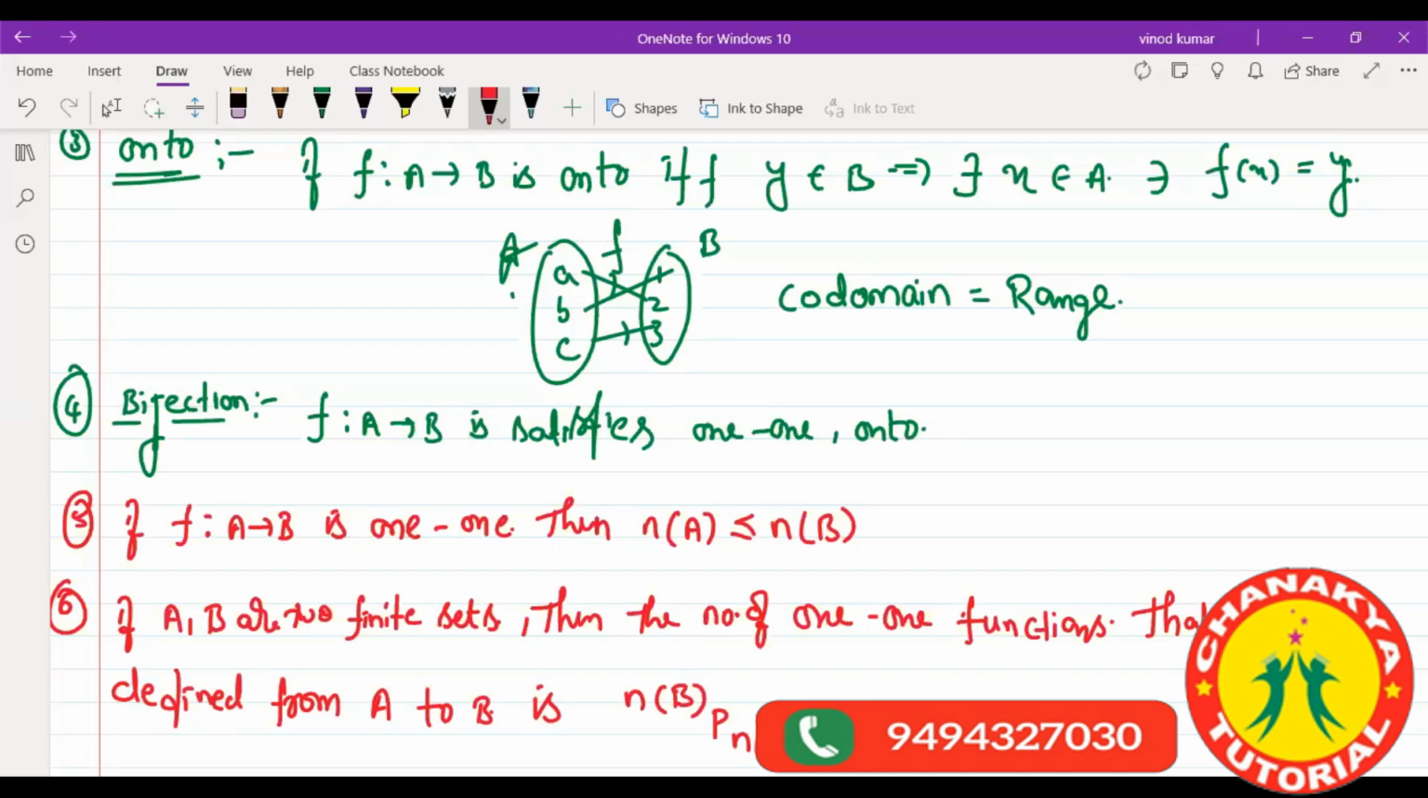Suppose A has 6 elements and B has 7 elements. Then the number of one-one functions is 7P6. Yes, we have the nPr formula. nPr means n factorial divided by n minus r factorial. Do you understand this point? Can I explain with an example?